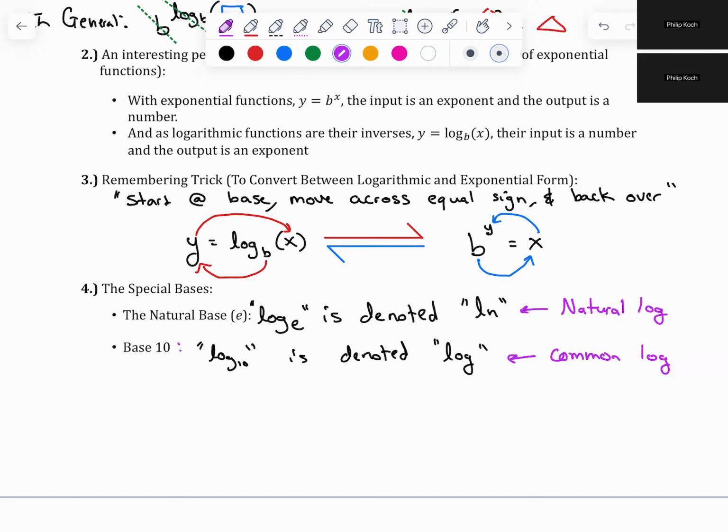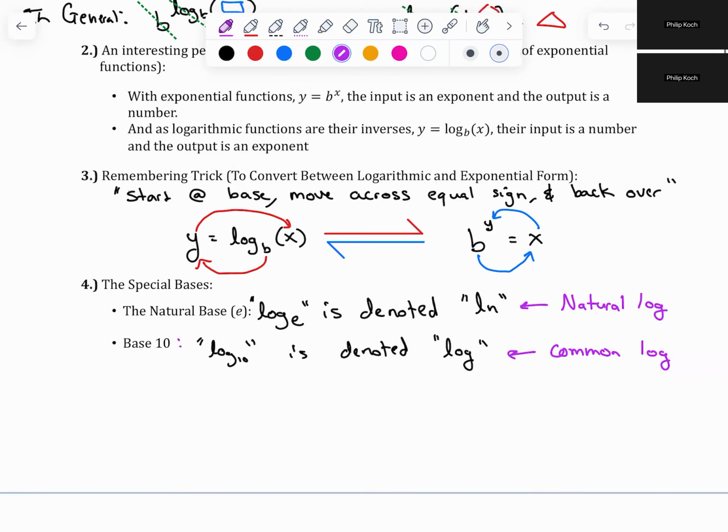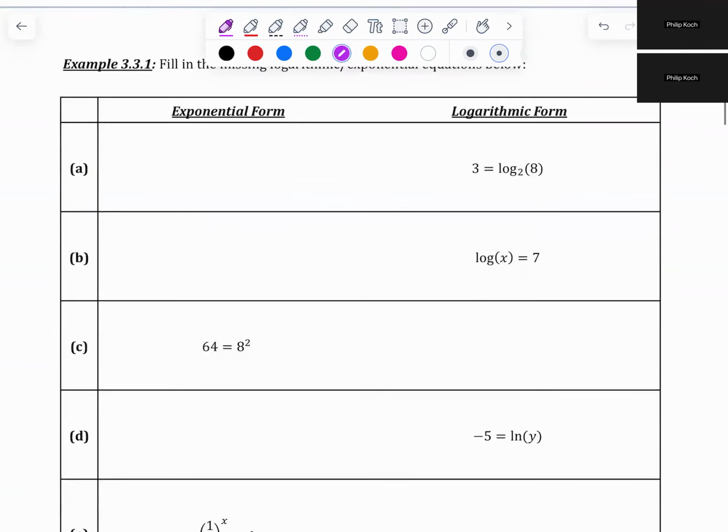Any questions on that? All right, so we're going to convert between logarithmic and exponential form several times. So we're going to go from one form to the other or vice versa. So we're starting with the logarithmic form in part A. So to convert it back, start with the base, work your way across the equal sign, and then back over. So the exponential form would be 2 to the 3 is equal to 8. Start with the base, across the equal sign, then back over. 2 to the 3 is equal to 8.